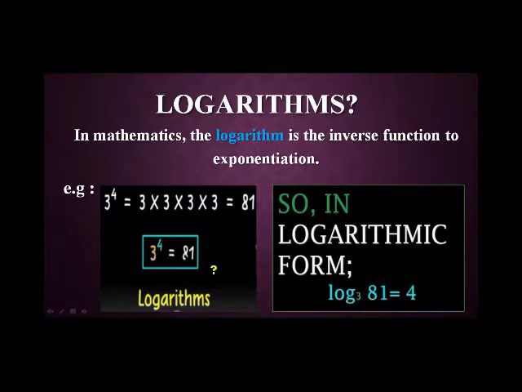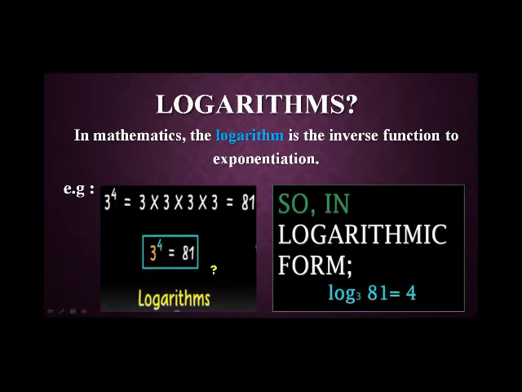Then that number is 81 here, so we write the number 81 here. And the exponent here is 4, so we write 4 after the equals sign. So this is the exponential form and this is the log form. In exponential form, you will write 3 to the power 4 is equal to 81. It means when you multiply 3 four times, you will get 81.